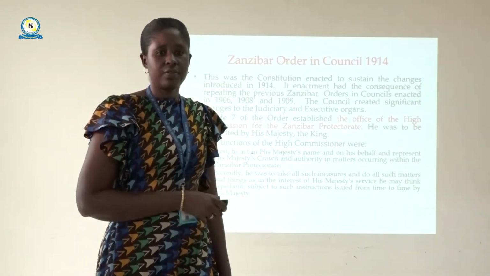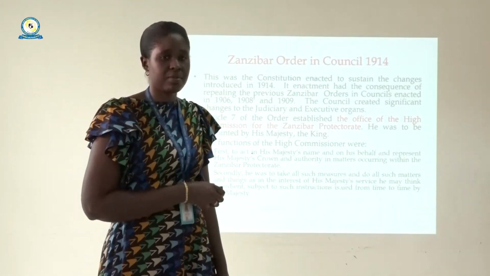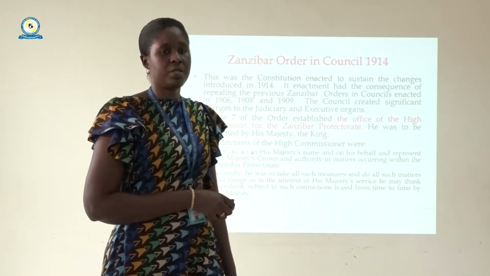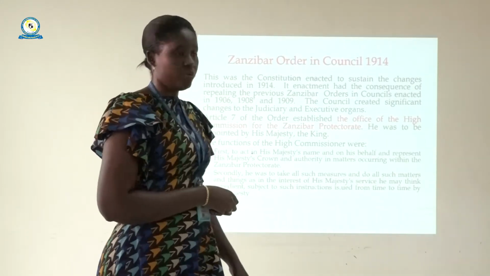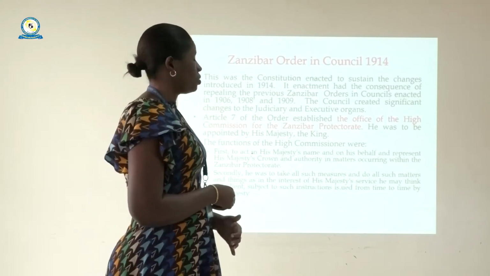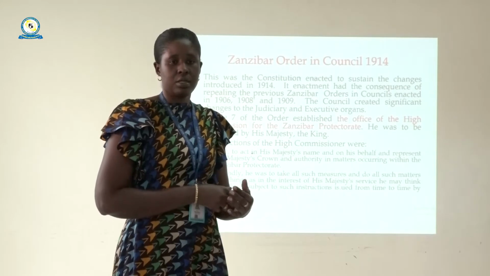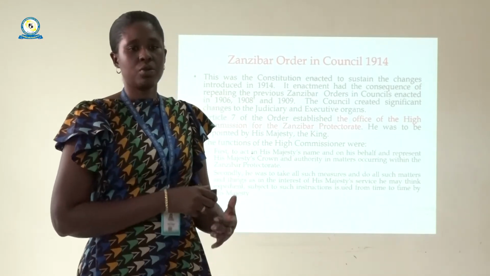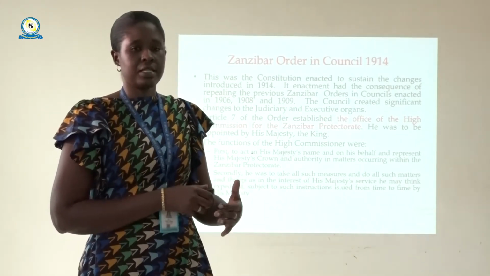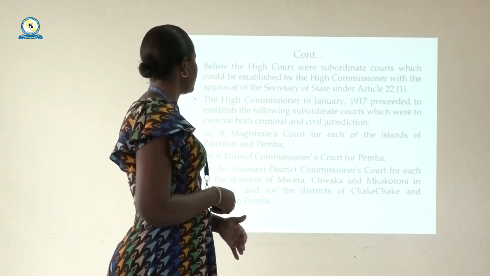In its Article 7, the order established the office of the High Commissioner for the Zanzibar Protectorate. He was to be appointed by His Majesty. So we can see the British still went on controlling some of the areas. And from that particular article, we can see the function of that commissioner who was appointed by the king.